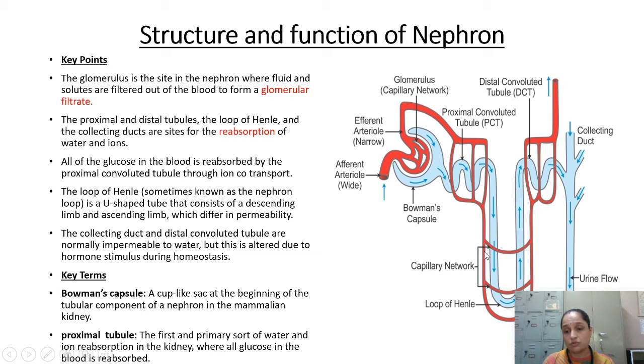Whatever the excess amount of water, some salts, amino acid, glucose, the complete amount of the glucose, complete amount of the amino acid needs to be taken back, and now it is going to move again back to the blood circulatory system. Okay, so this is the basic part of this one. Now we will be moving into the detail.